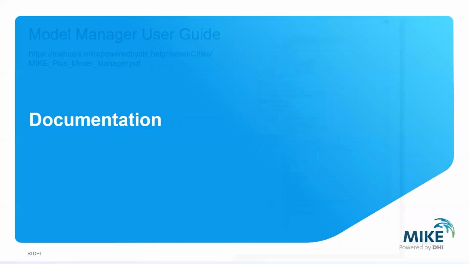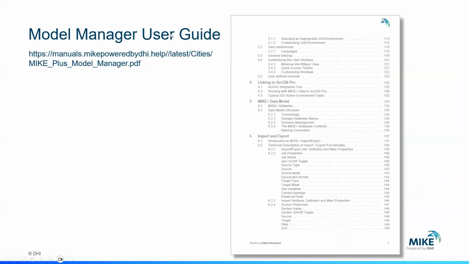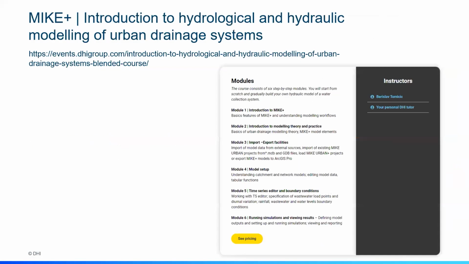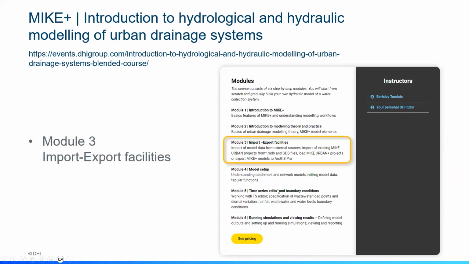The documentation about import and export is mainly to be found in the Model Manager User Guide. So that's chapter 6, and it's even longer. I think it's almost 50 pages about import and export. So you'll find many details here. Or I can suggest to consult our blended course about introduction to hydrological and hydraulic models. And here, module 3 is import and export. And if you have a valid SMA, this course is for free to you.